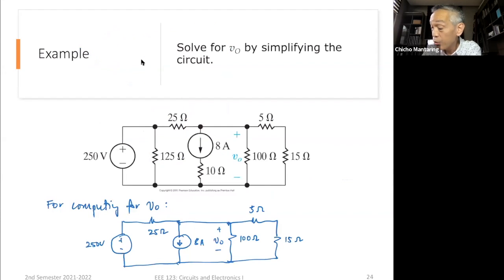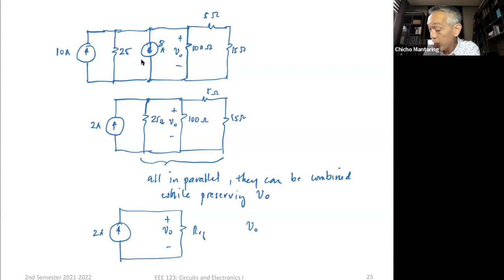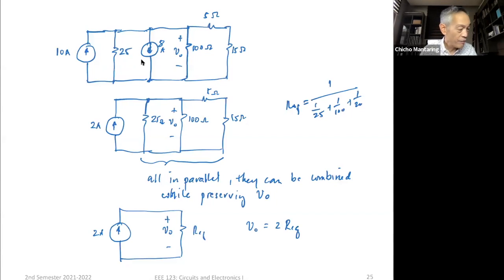So it's now very easy to determine V sub O. Okay, V sub O is just equal to 2 amperes multiplied by REQ. Okay, what is REQ? REQ is 1 over 25 plus 1 over 100 plus 1 over 20. Yun lang yung value ng REQ. And I think I have the answer to that. That is 10 ohms. No? 10 ohms. So V sub O is just 20 volts.